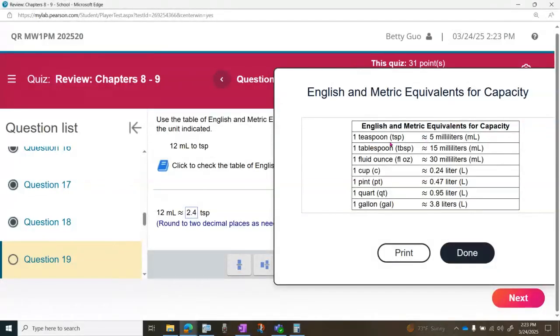Because from the equivalence we can see teaspoon is a bigger unit, 5 times bigger than milliliter, so the number in front of it has to be smaller. How many times smaller? 5 times smaller than 12. So divide 12 by the conversion factor 5, we get 2.4 teaspoons. Round to 2 decimal places.